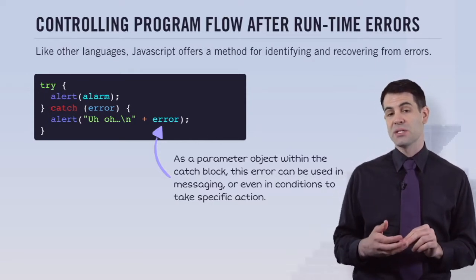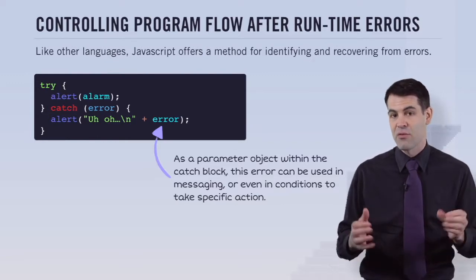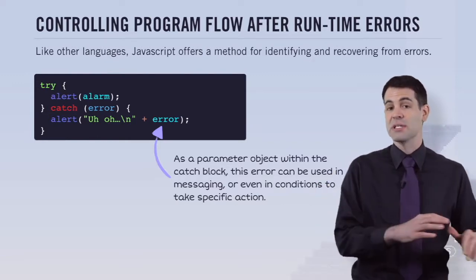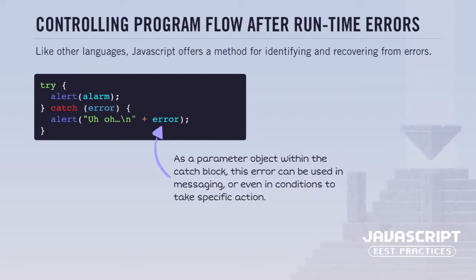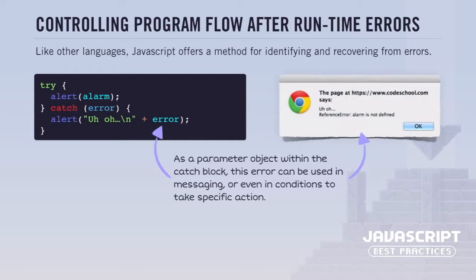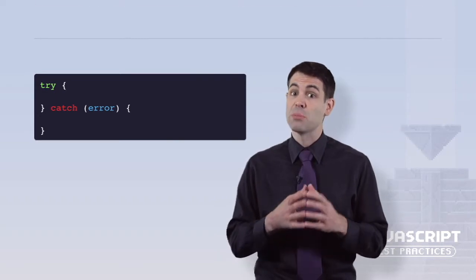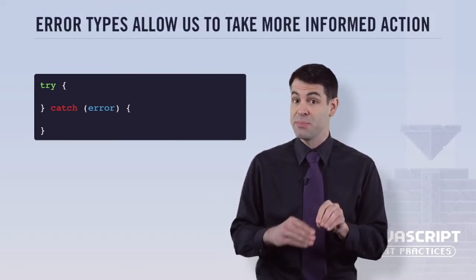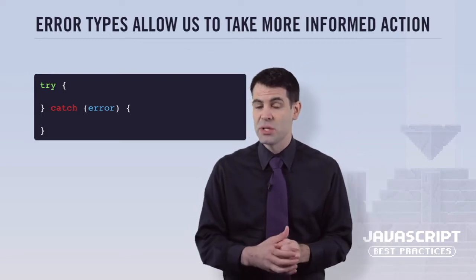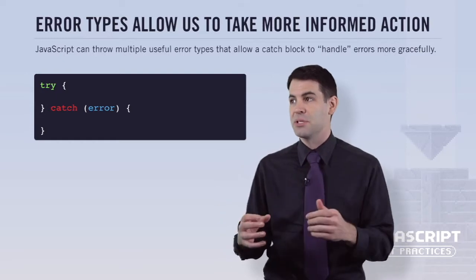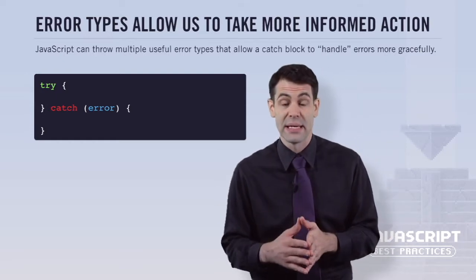What does this allow us to do as programmers? It allows us to have broken code exit more gracefully or take better action in the event of some error. Here you can see that if alarm did not exist, then we'll get a pop-up that says, uh-oh, and then it reveals that there was a reference error because alarm is not defined. The cool thing about errors is that there are multiple types of errors, which can allow us to take very specific informed action based on which type of error occurs. You want to use JavaScript's multiple error types in order to handle errors as gracefully as possible.